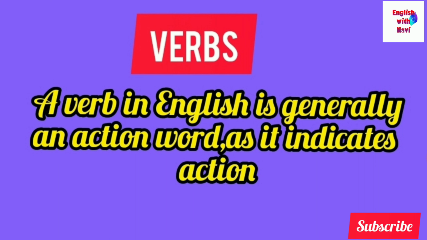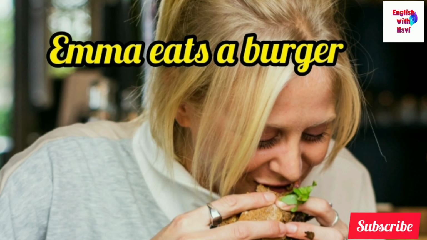Today we are going to learn all about verbs. First of all, what is a verb? Have a look at this sentence over here. A verb in English is generally an action word as it indicates action. So, what do I mean by verb? As it is describing an action, it is simply called an action word.